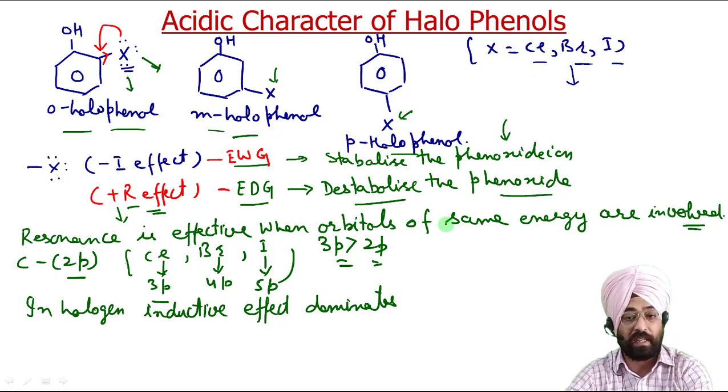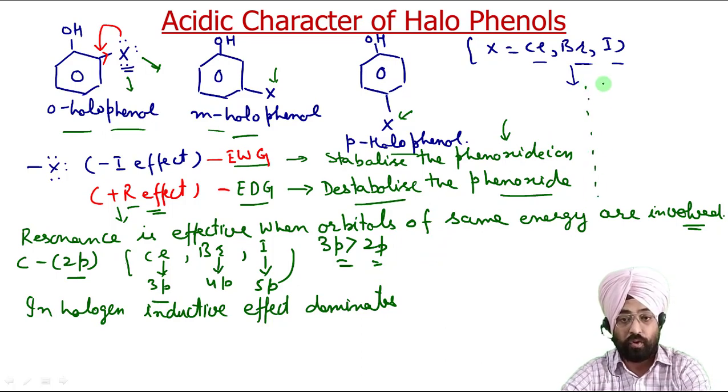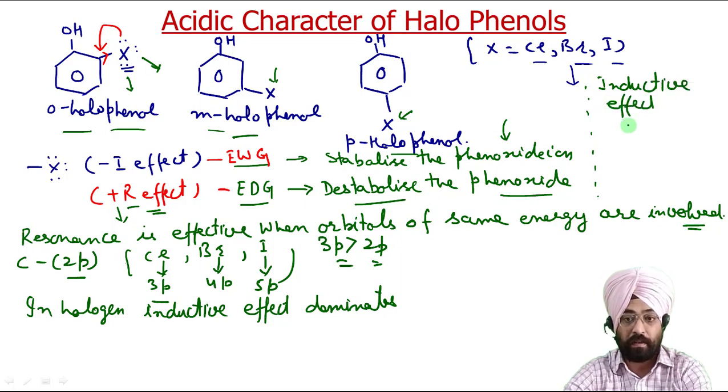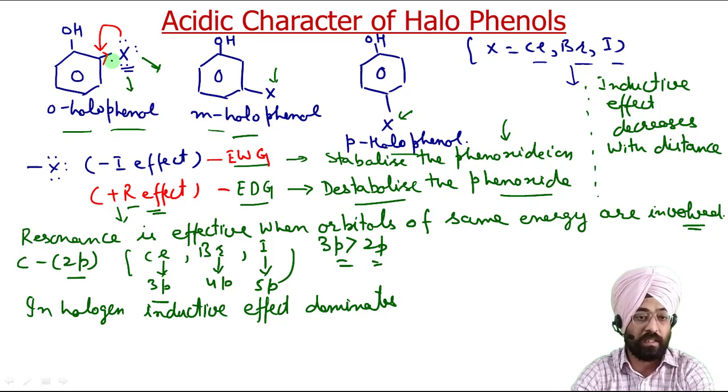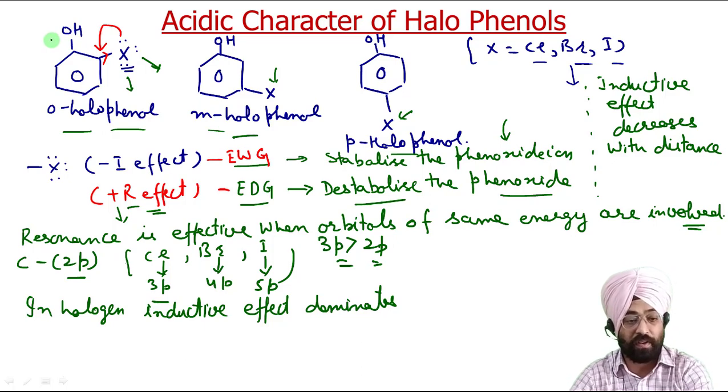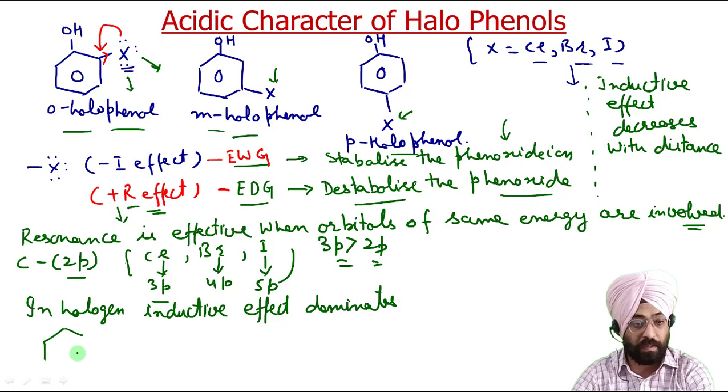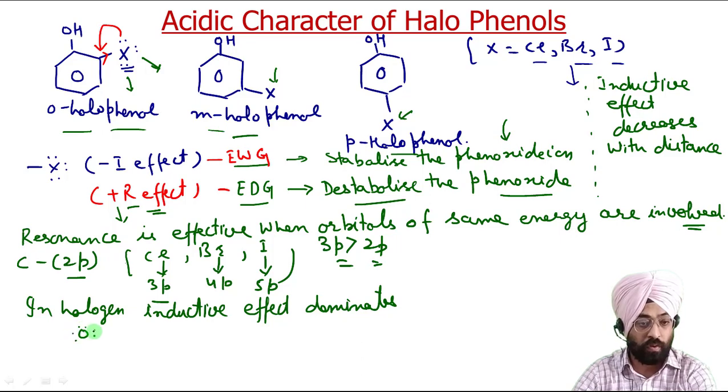Now inductive effect is distance dependent, so inductive effect decreases with the distance, we all know that. Now this halogen is near to OH, so when we have to write their phenoxide structure, their phenoxide ion, I can write it just a little below. Okay, so this is your phenoxide ion.